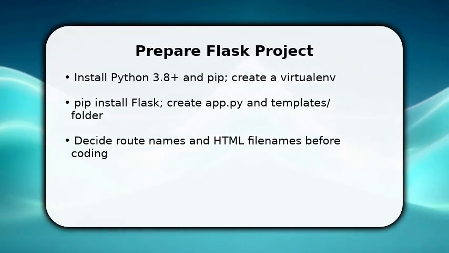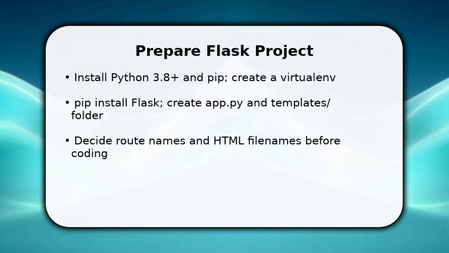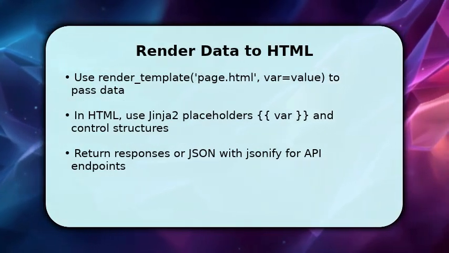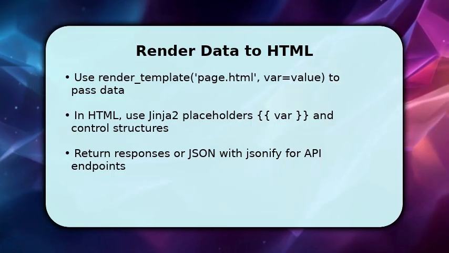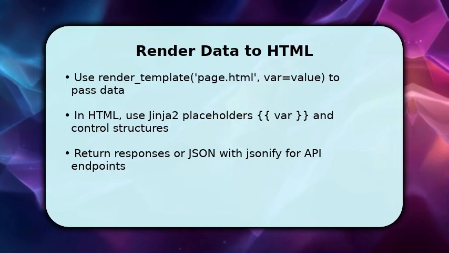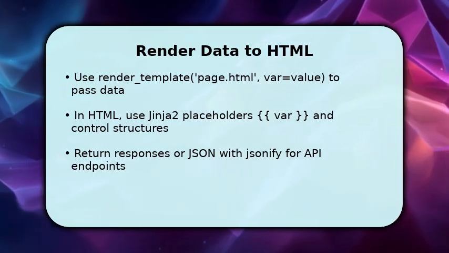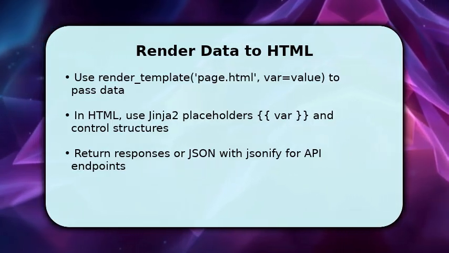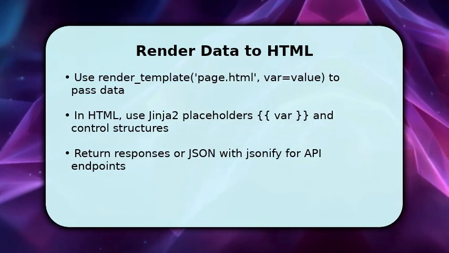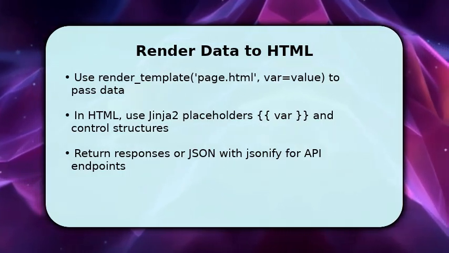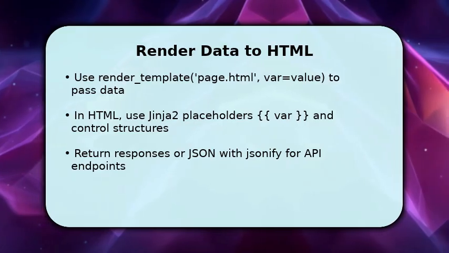Next, focus on how Python injects values into HTML. You will use render_template and pass variables or lists. Flask uses Jinja2, so you reference {{ var }} inside the HTML. Once done, add loops and conditionals in the template for dynamic sections. Make sure to sanitize or escape untrusted input automatically via Jinja2. If you need JavaScript to fetch data later, expose a Flask route that returns jsonify.